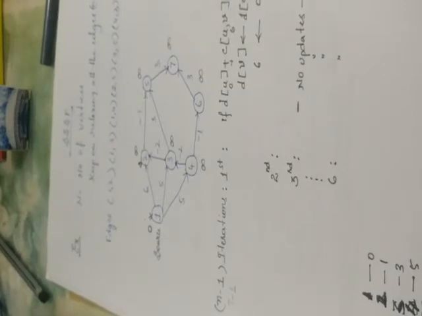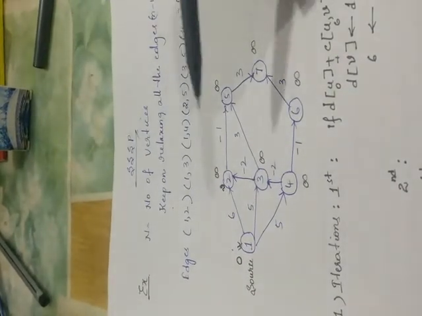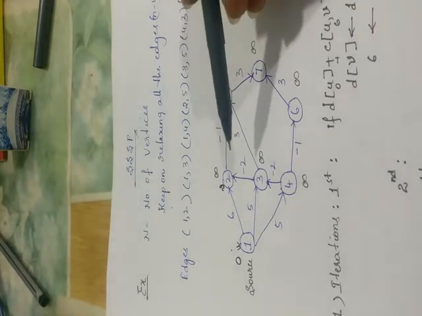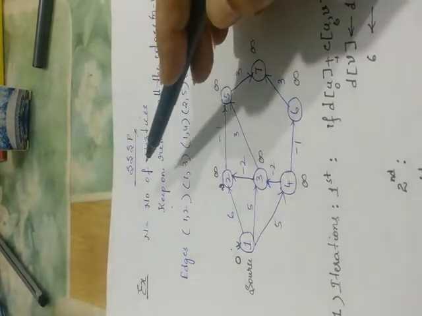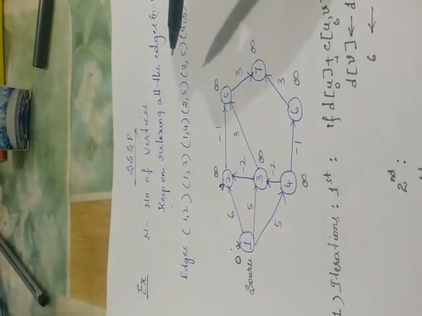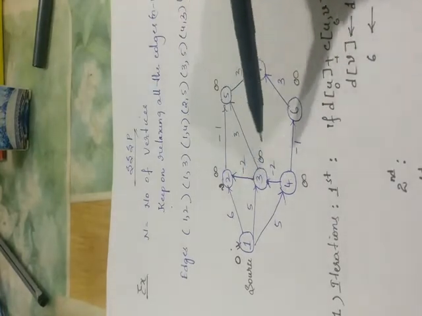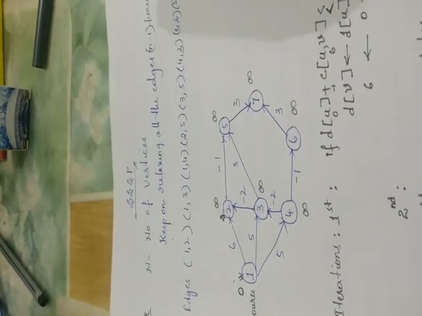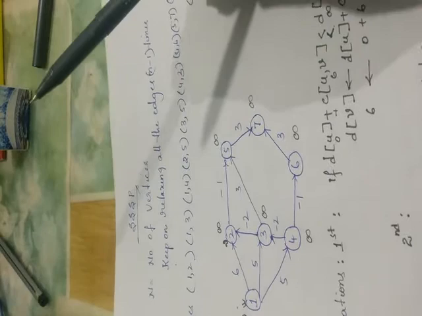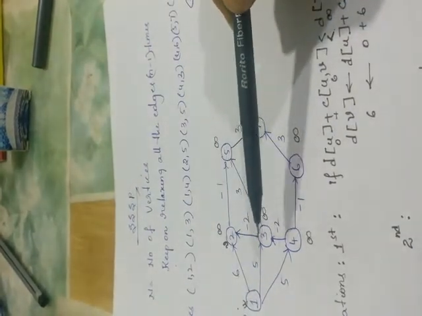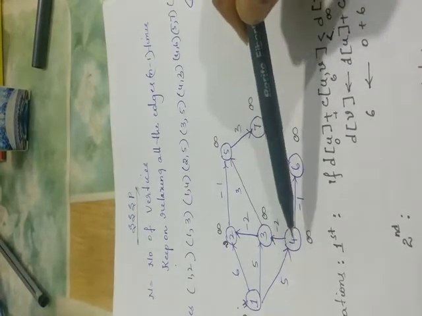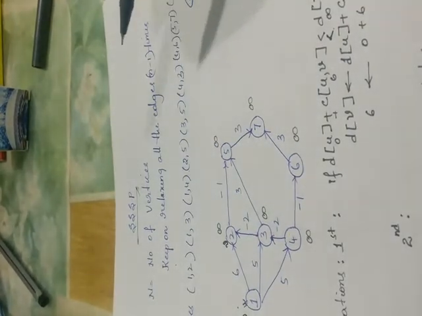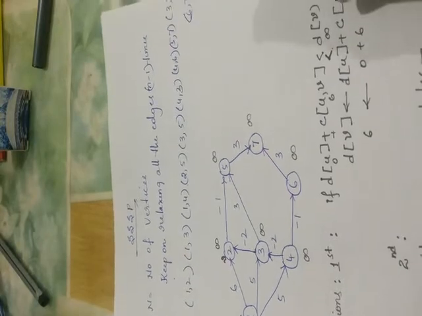Okay, so let us start with one example here now. In this example, I have 7 vertices. So number of vertices is 7. Now keep on relaxing all the edges. So how many edges are there? Let me list out all the edges here for you. What are the edges? 1, 2, next 3, 2, 1, 2, 1, 3, 1, 4, 4, 6, and so on. So all the edges are listed here.